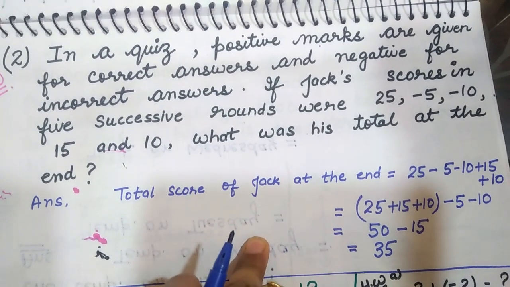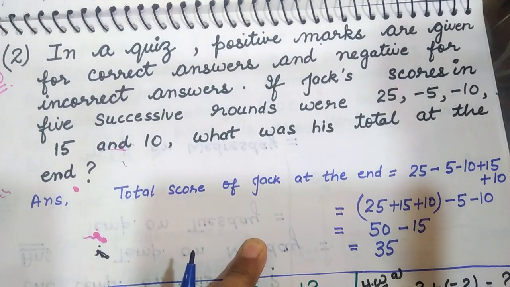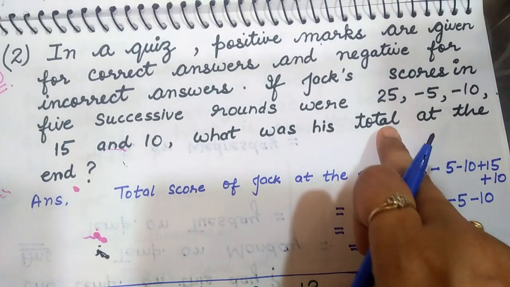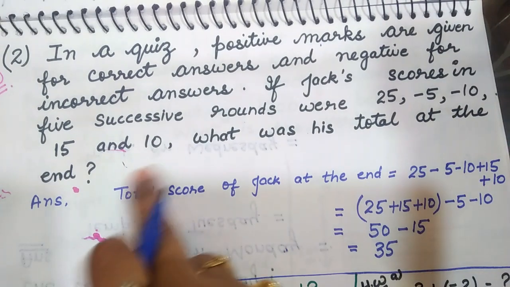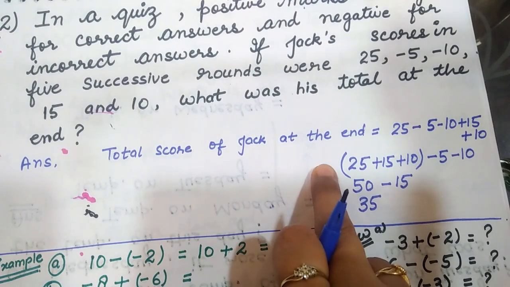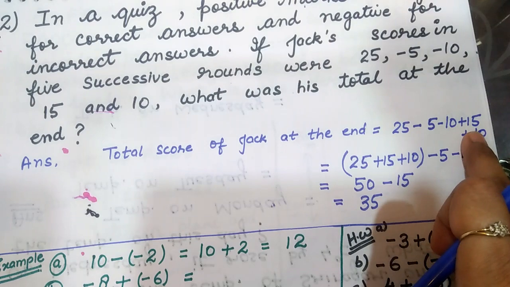In a quiz, positive marks are given for a correct answer and negative for an incorrect answer. For a correct answer, a positive number is given, and for a wrong answer, a negative number. If Jack scored 5 successive rounds of 25, minus 5, minus 10, 15 and 10, what was his total score at the end? The total score of Jack at the end is, you will add them: 25 minus 5 minus 10 plus 15 plus 10.